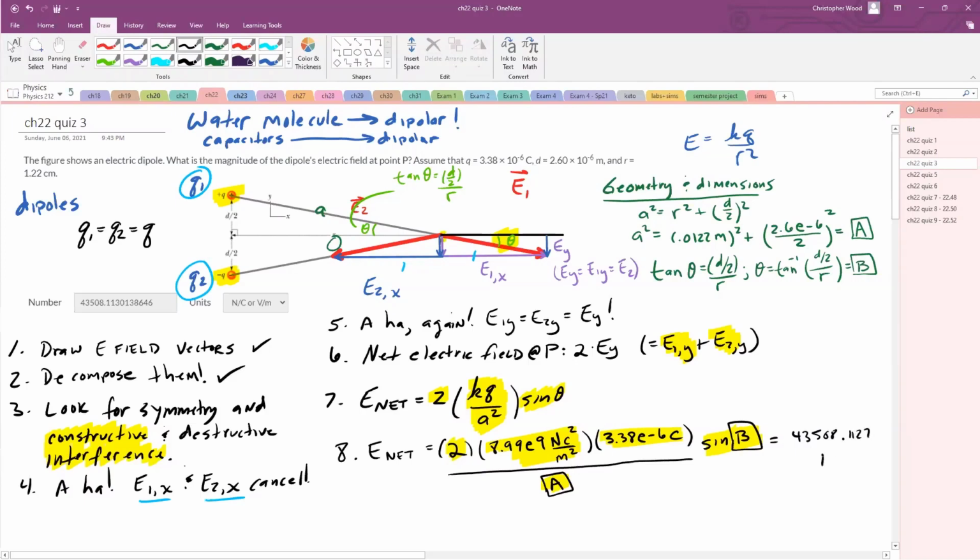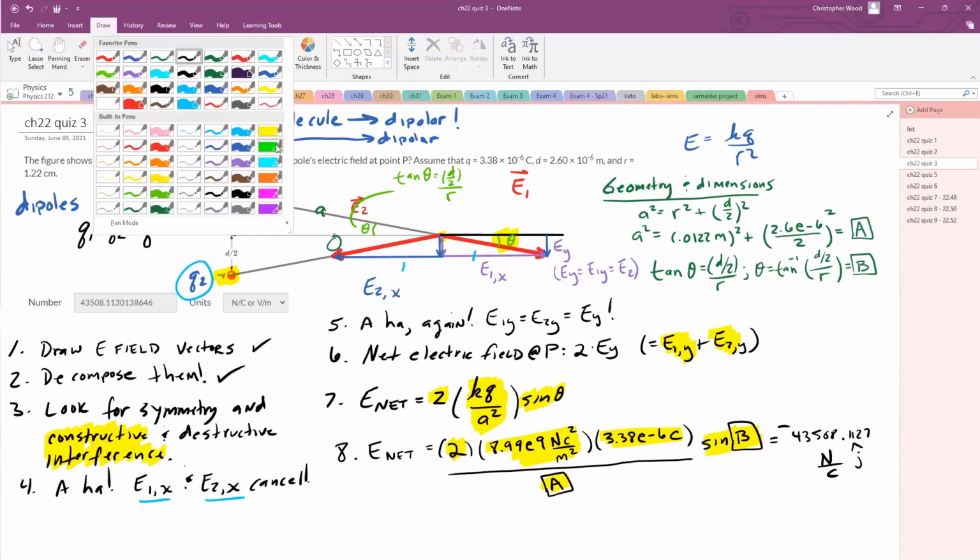Newtons per Coulomb. I'll let you do the dimensional analysis. Dipole. So that's our first dipole problem. And the direction, if I wanted to make a direction out of this, I would just say negative J hat. Interesting how the resultant electric field at point B is actually pointing straight down.